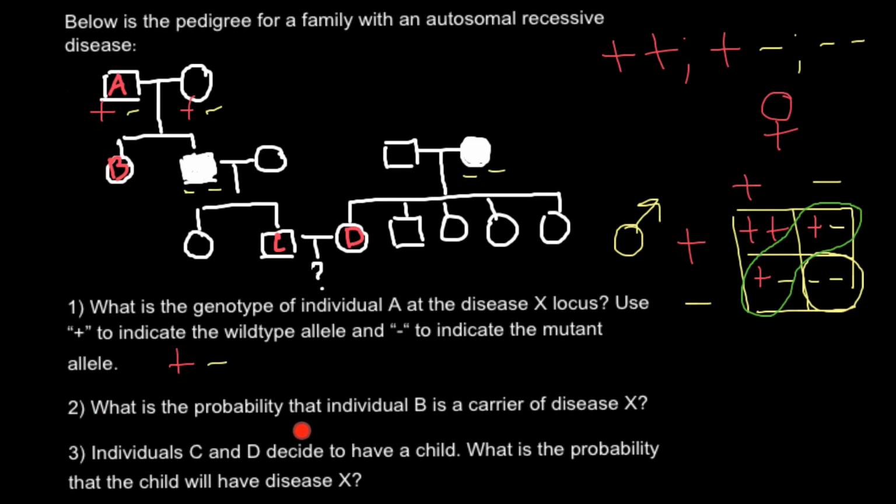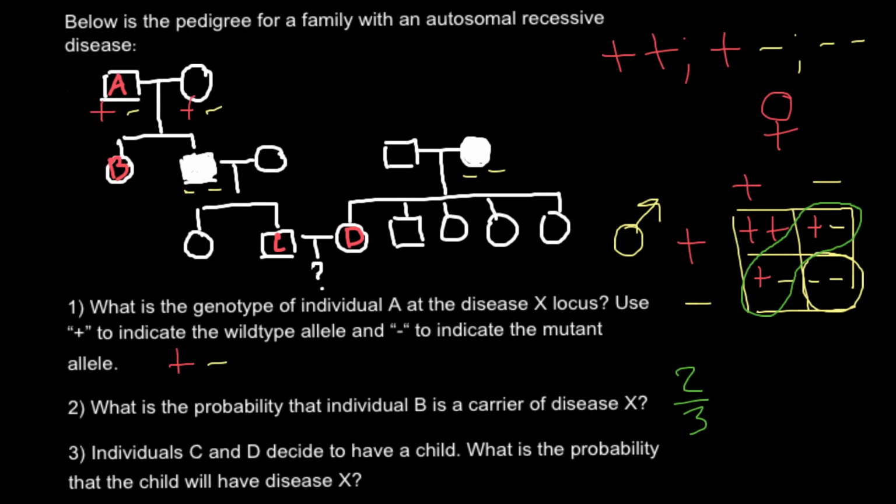So we know that the genotype would be either homozygous dominant or heterozygous, and the question is, what is the probability that individual B is a carrier of the disease X? And the answer would be 2 chances out of 3. So 2 out of 3. And this is going to be the answer for this question. And question 3, individuals C and D decide to have a child. What is the probability that the child will have disease X?